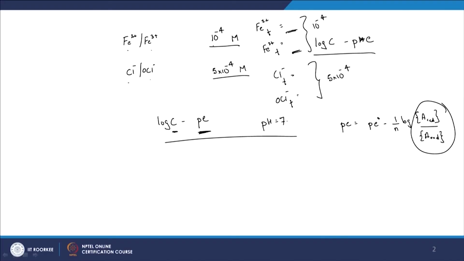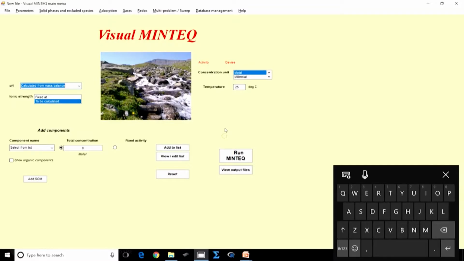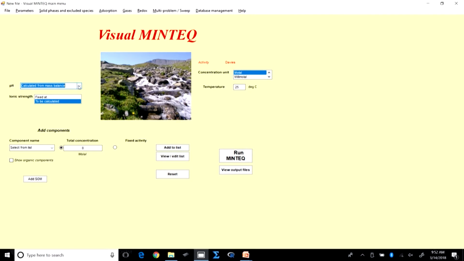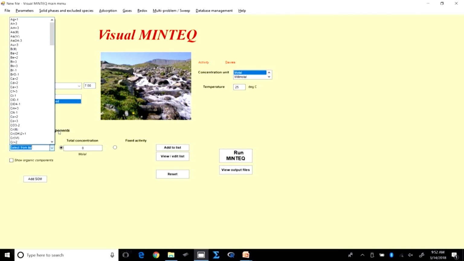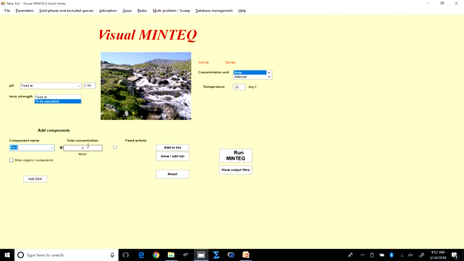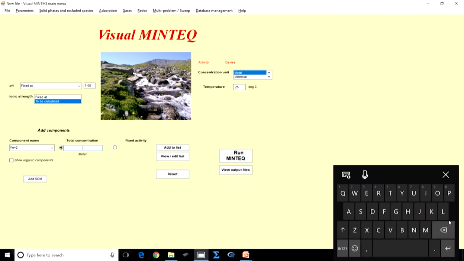So again, these are what I am going to plug in: 10 to the power minus 4 for, let us say, Fe2+, and 5 into 10 to the power minus 4 for Cl-, and let us try to understand the system. So obviously for that I am going to move on to VMinTech, right. Let us say here I am going to analyze it at pH 7, and then I am going to have the Fe2+/Fe3+ couple mentioned in terms of only the Fe2+ here, and we just discussed why, right.